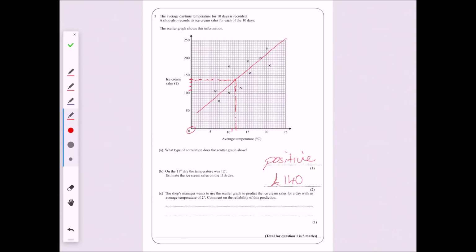It says the shop's manager wants to use a scatter graph to predict the ice cream sales for a day with an average temperature of 2 degrees. Comment on the reliability. Well, it's not reliable at all because there's no data down as low as 2 degrees. So just write it simple as that. So it is not reliable as there is no data as low as 2 degrees C.